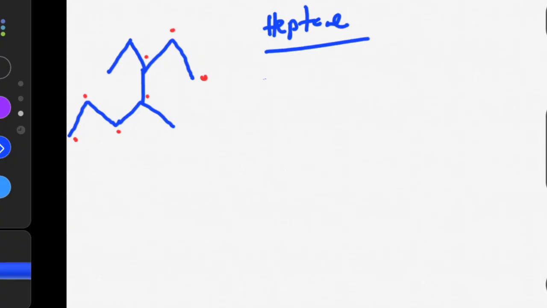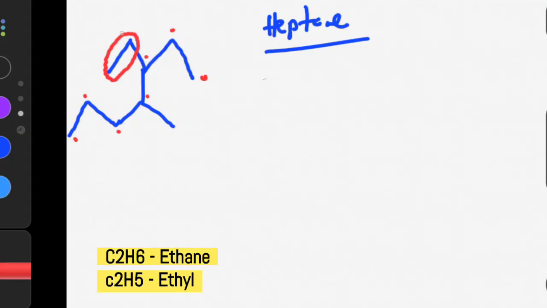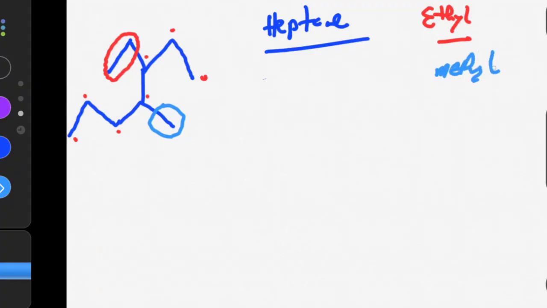Now we will have to consider the substituents, that is to say the carbons we did not count. Since we know that this is a heptane, you remember we didn't count this area, and this area is 2 carbons, that is ethyl. If you look closely again, we didn't count this. This is methyl, just 1 carbon there. So we basically have 2 substituents, an ethyl and a methyl.